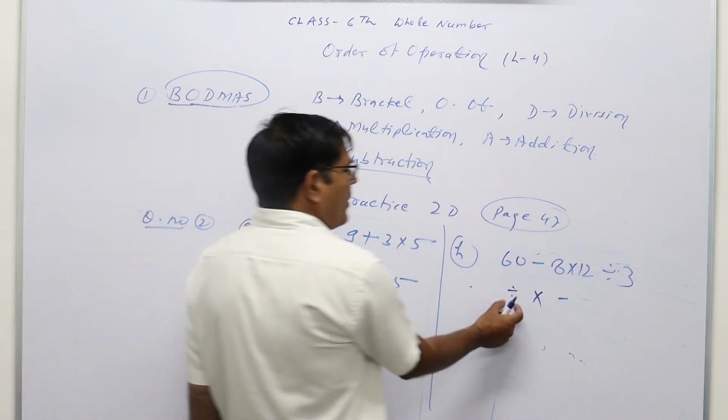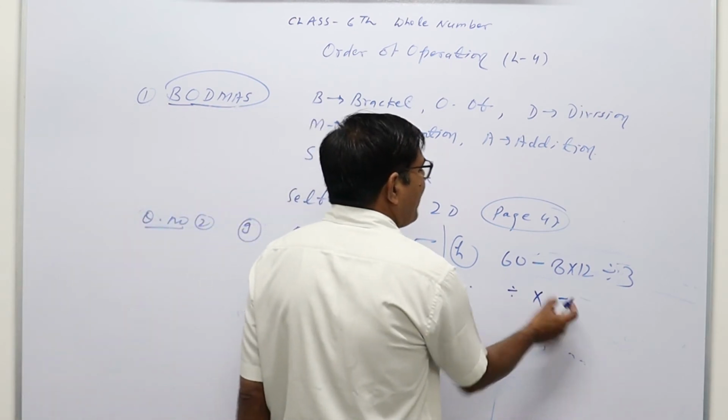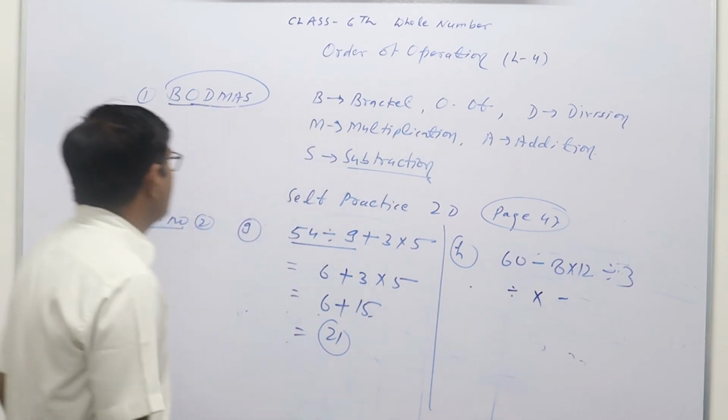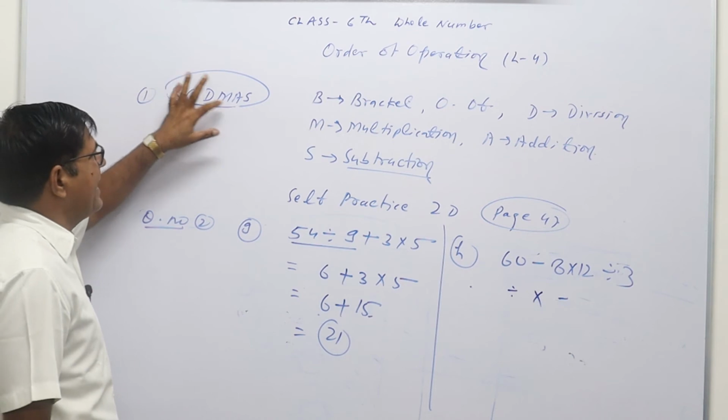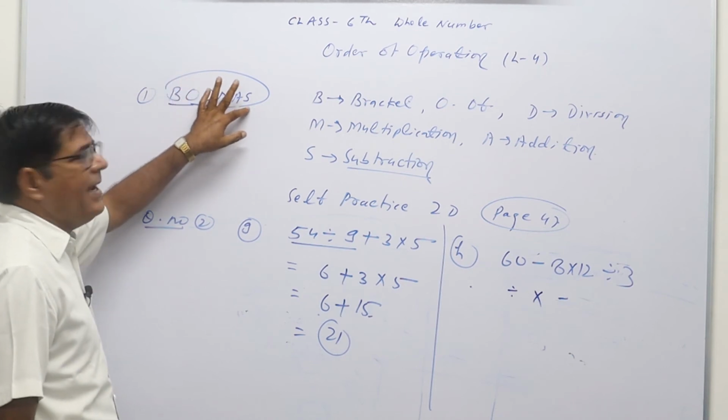So first you have to divide, then multiply, and then subtract. Why? Because always learn BODMAS: bracket off, then divide, then multiply, then add, then subtract.